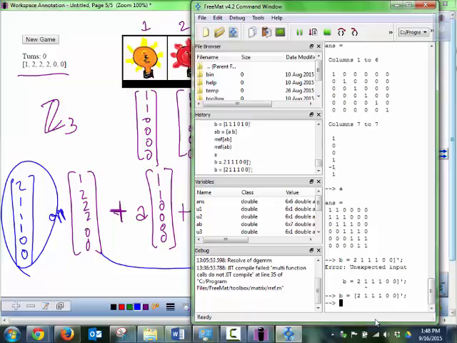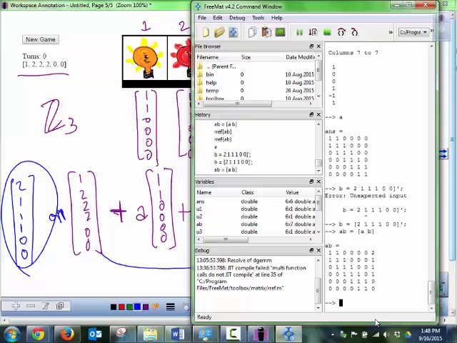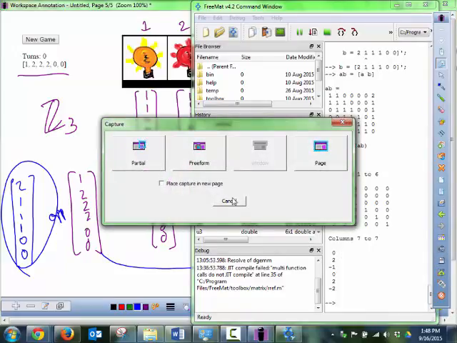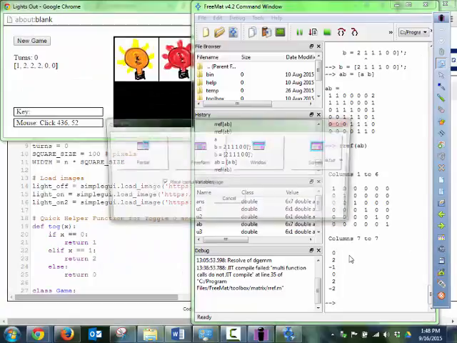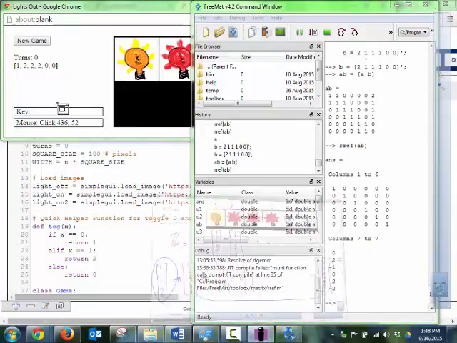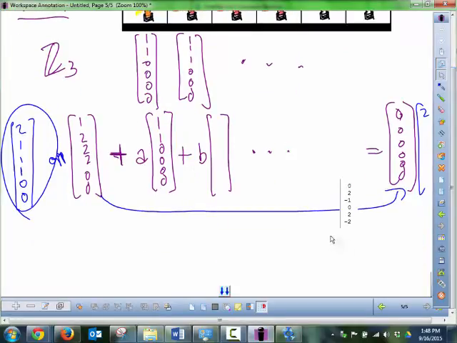And then if we do RREF of AB again, we need to know what AB is. So RREF of AB. We got some negative signs, so let's adjust that later on, or we'll get our answer. Let's take a look at our answer. So this is our solution.